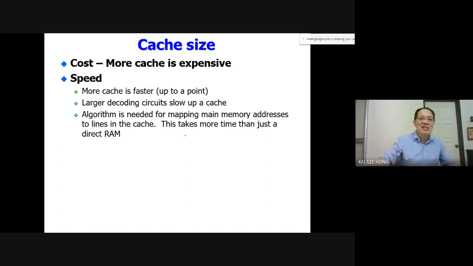Okay. So, more cache is actually more expensive. Speed-wise, more cache is actually faster up to a point. But you need a larger decoding circuit: multiplexer, decoder, and then an algorithm is needed to map the main memory to the cache. This might take more time than just a direct RAM. So cache is good until a certain amount.